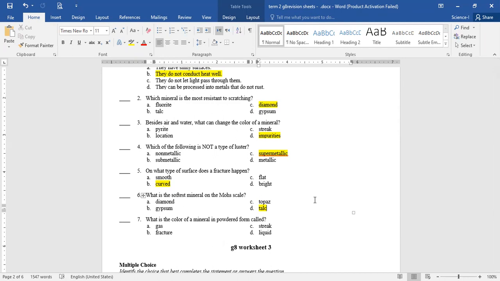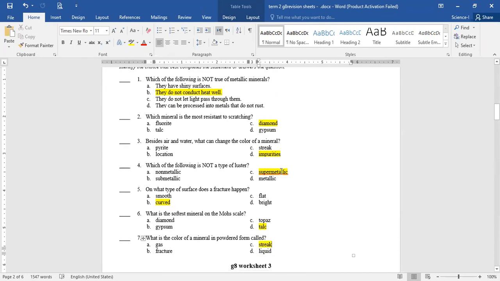So question number 7: what is the color of the mineral in powder form called? We answered this question before, just to remember. Yes, Isel. C. Good. So like this, guys, we just remember the most important properties of minerals. Any hard question up to that moment, guys?